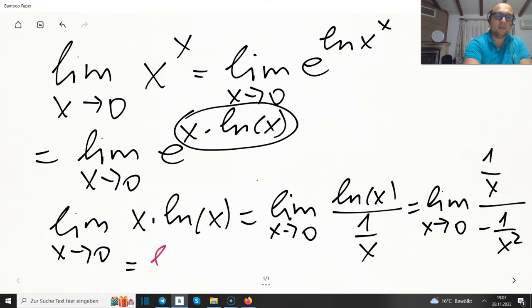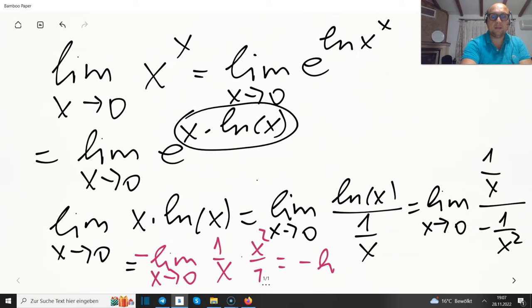We are going to get a limit as x tends to 0. We multiply times the reciprocal. So this is 1 divided by x. I'm putting minus in front, x squared divided by 1. So basically this is x. So minus the limit as x tends to 0 of x, which is of course 0.